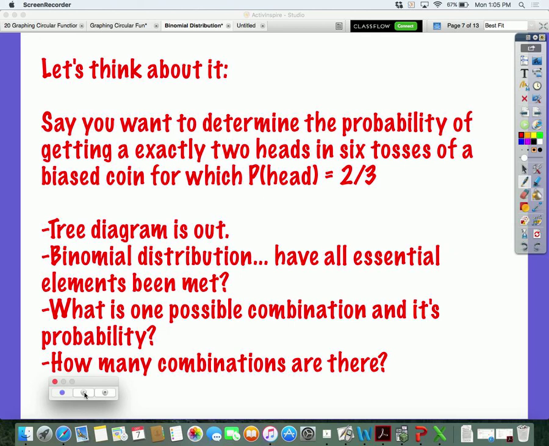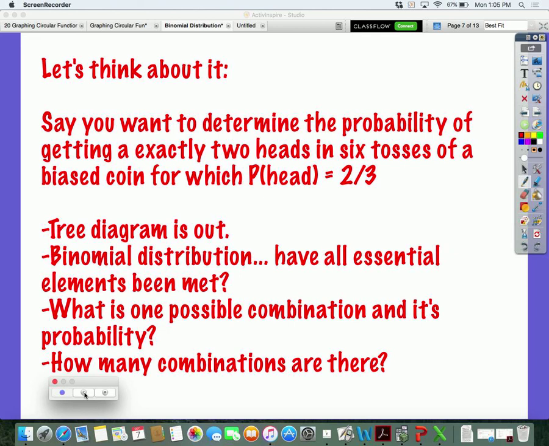Let's think about this. Say you want to determine the probability of getting exactly 2 heads in 6 tosses of a biased coin where the probability of getting a head is 2/3. That's 6 tosses, where you could get an outcome of what? What are your 2 outcomes? Heads or tails. In this case of this biased coin, the probability of getting a head is 2/3, which means the probability of getting tails would be 1/3.